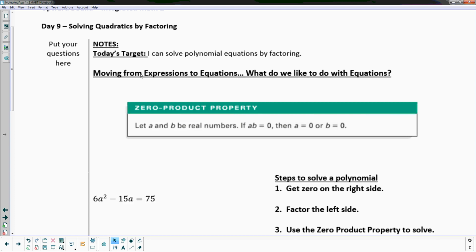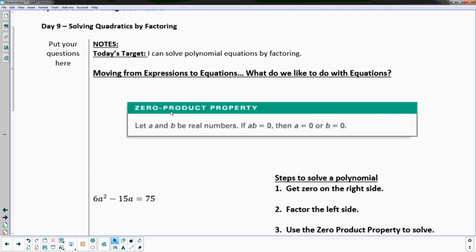Okay, and here it just says, we've dealt with factoring with expressions, and now we're going to move on to equations. And what we like to do with equations, we really like to solve them. So that's what we're going to focus on today, is how to solve these. And the main thing that we're going to use is this zero product property.